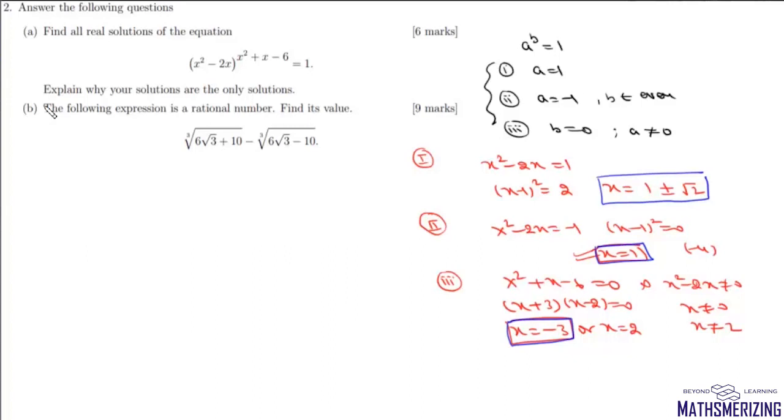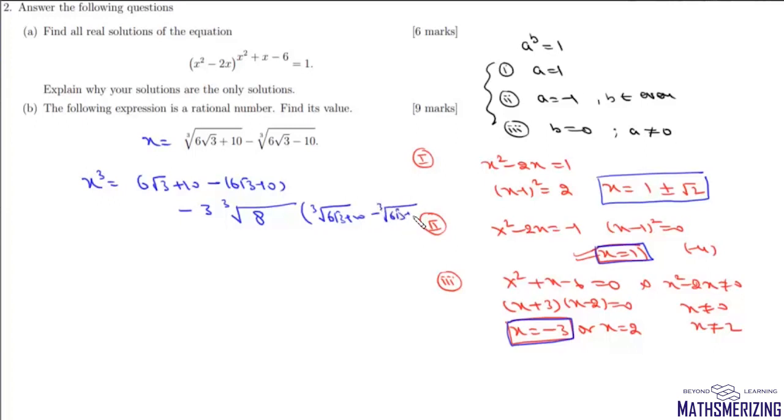Now question number B, it says we need to find the value of this expression. Suppose this value is x. So we'll take cube both sides, then we can write x cube, and this is a cube. So this is 6 root 3 plus 10 minus 6 root 3 minus 10, and then minus 3, and then cube root of, so this is 36 into 3, 108, 108 minus 100, so it will be simply 8, and then it will be cube root of 6 root 3 plus 10 minus cube root of 6 root 3 minus 10.